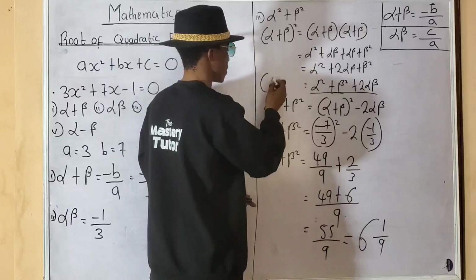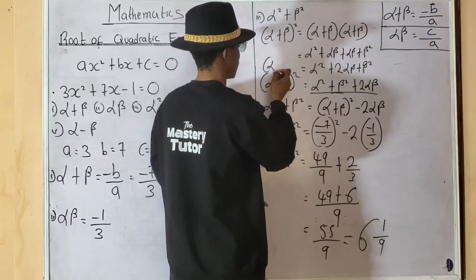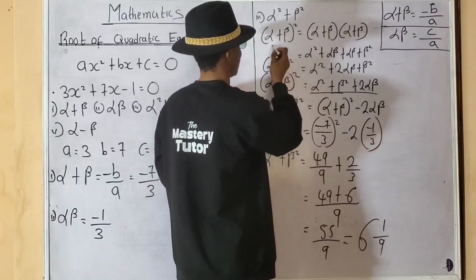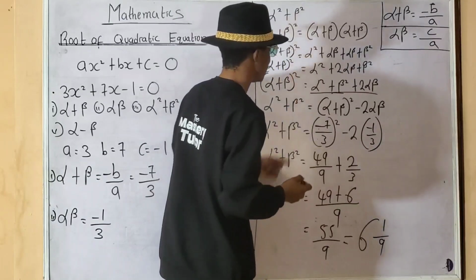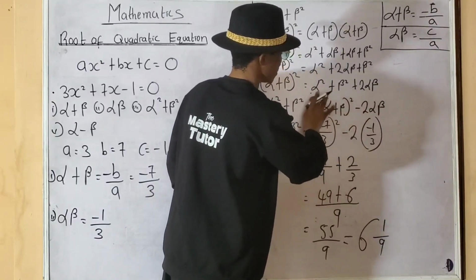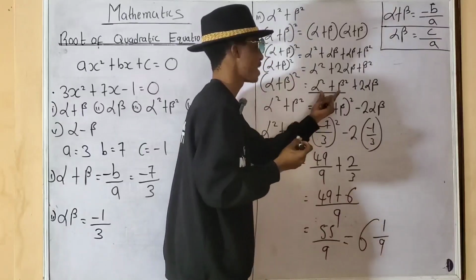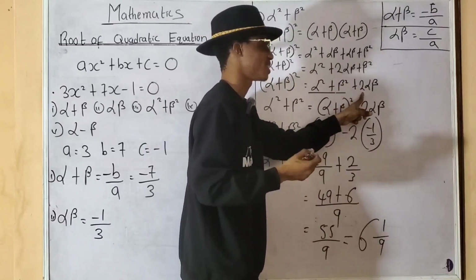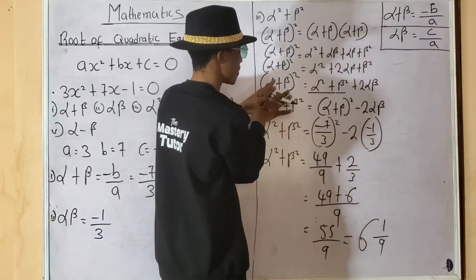Hello, the expansion of alpha plus beta squared will give us this. Now, the expansion of this gives us this. But what we are interested in, hello, listen. What we are interested in is this alone. So, to get this alone, I have to subtract what? 2 alpha beta.